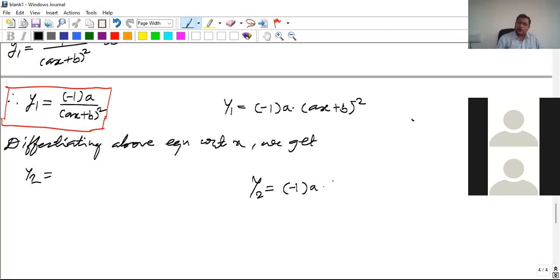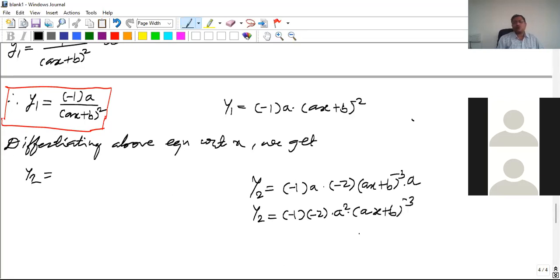If we think of the function like this, what will be the second order derivative? Minus 1 into a, this will be minus 2, ax plus b, one power will be reduced and one a will be here. Are you getting this? So what I'm writing is y2 is equal to minus 1 minus 2, you'll have a square, and this is ax plus b raised to minus 3. Is that okay?